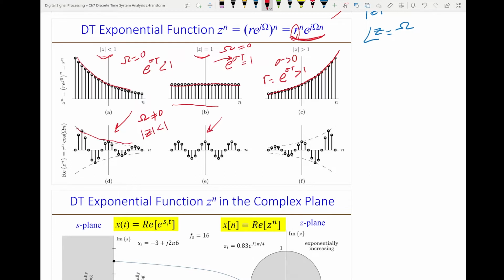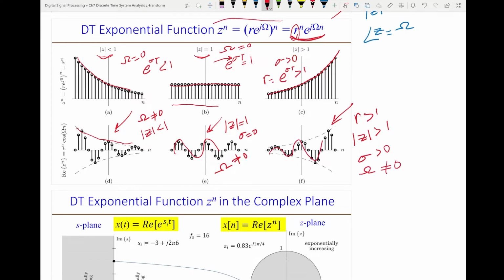Here it oscillates, but it doesn't decay. That means the magnitude of z equals 1, or the same thing, sigma is 0. And omega does not equal 0 because there is some oscillation here. And in this graph, r is larger than 1, or the same thing, the magnitude of z is larger than 1, or the same thing, sigma is larger than 0, and it has oscillation. So that means omega does not equal 0. There is a frequency. So from this simple exponential function, depending on sigma and omega, you can get any one of these 6 functions.